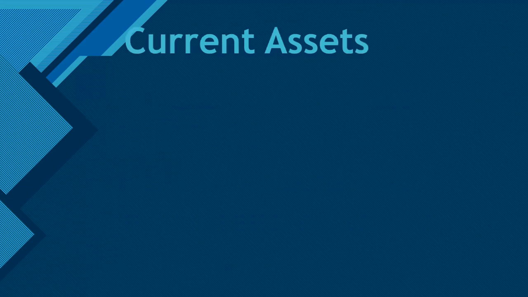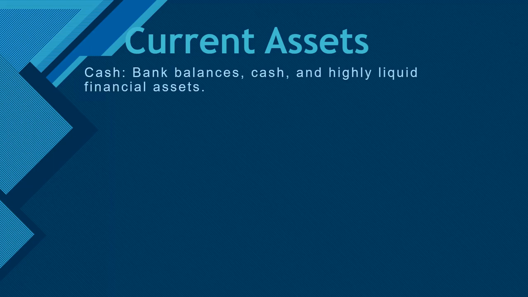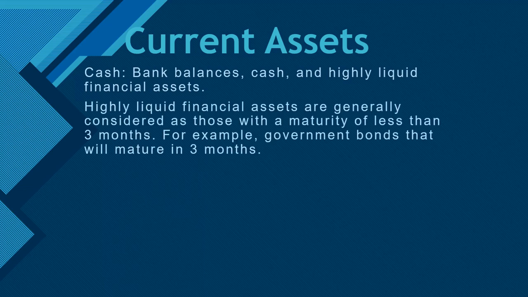So, starting off with current assets. Examples, again, these are short-term assets. They will not exist in 1 year. Cash, bank balances, cash, and highly liquid financial assets. For example, you've got a short-term investment that will mature in 3 months, i.e. in 3 months you will receive your money back. That's considered highly liquid and could be included in cash.